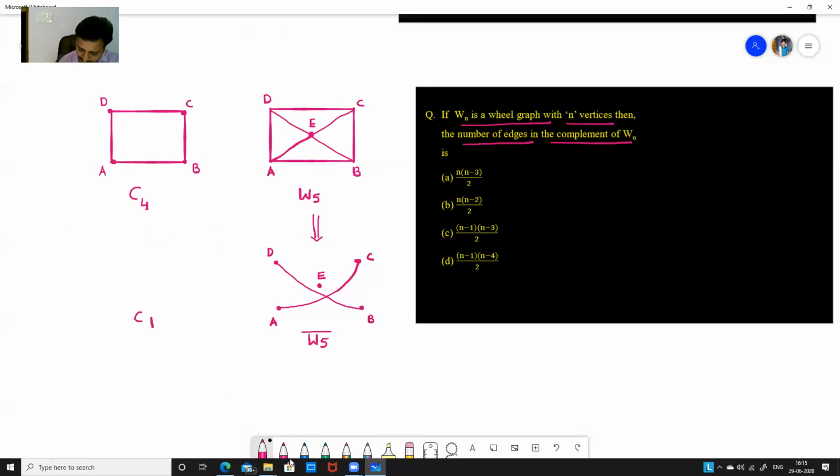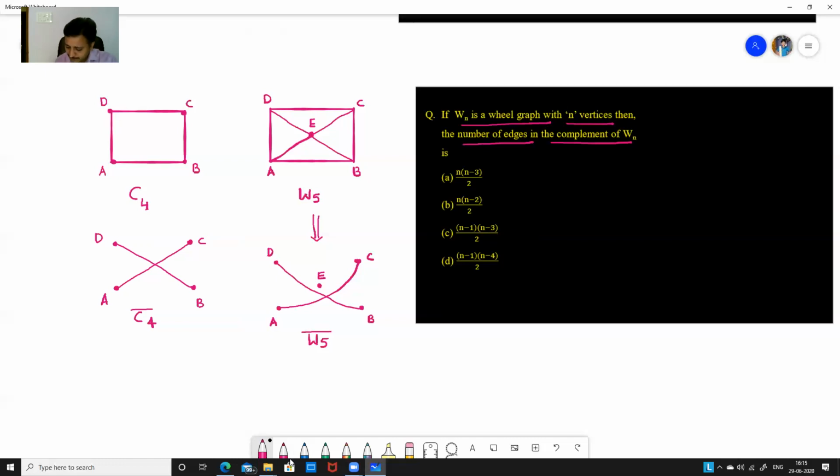If I consider the complement of C4, we have 4 vertices like A, B, C, D. Now A to D we have an edge, A to B we have an edge, but in the complement A to D we don't have an edge, A to B we don't have an edge. We will have an edge from A to C like this. Similarly, in the complement we have an edge from B to D or D to B like this. This is a complement of C4.